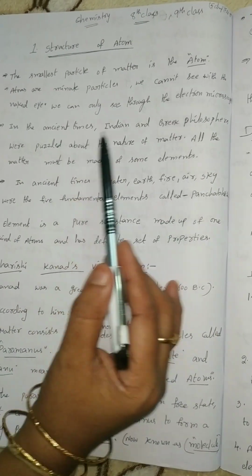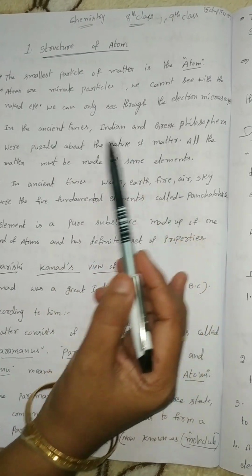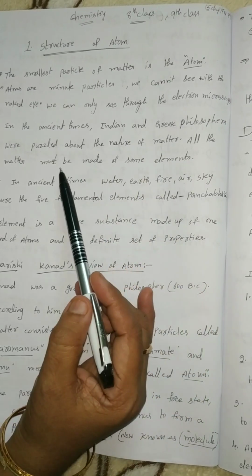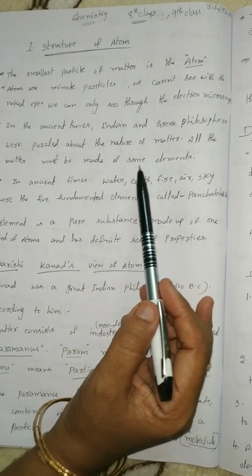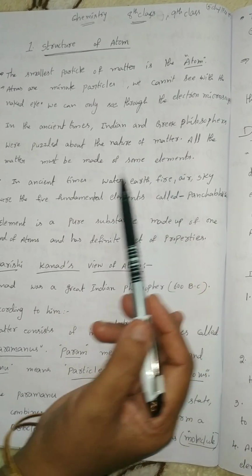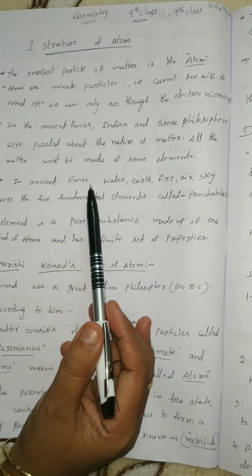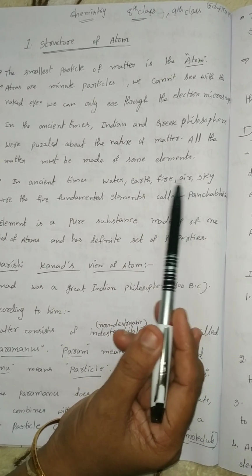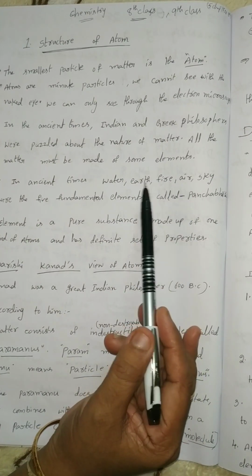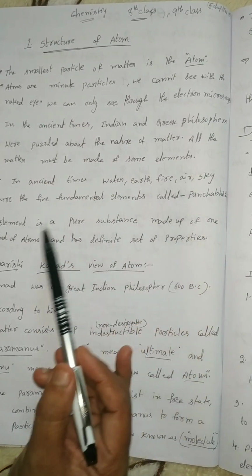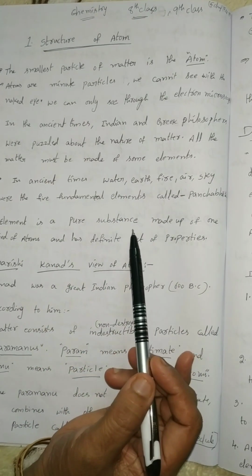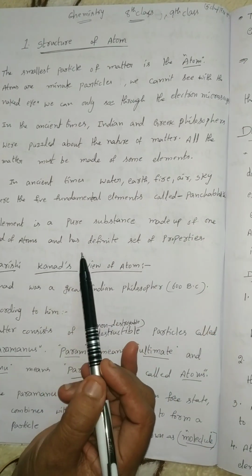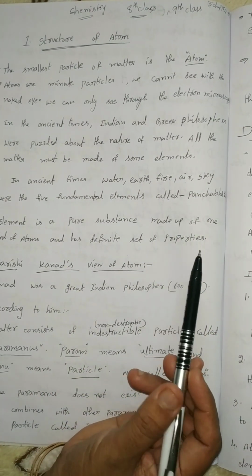In ancient times, Indian and Greek philosophers were puzzled about the nature of matter. All the matter must be made up of some elements. In ancient times, water, earth, fire, air, sky, these five are fundamental elements called Panchabhutas. An element is a pure substance made up of one kind of atoms and has a definite set of characteristics.